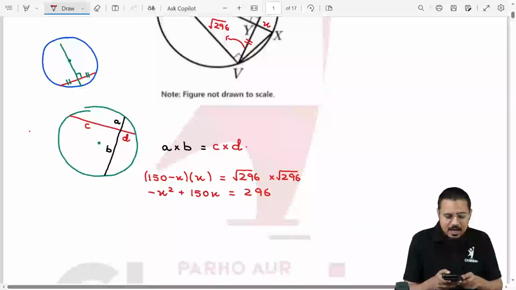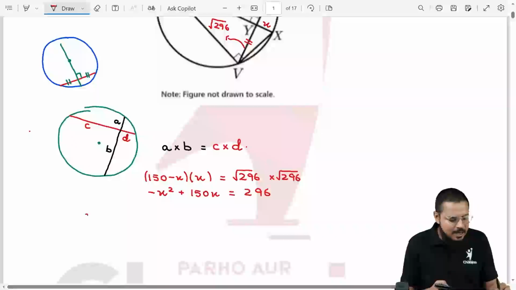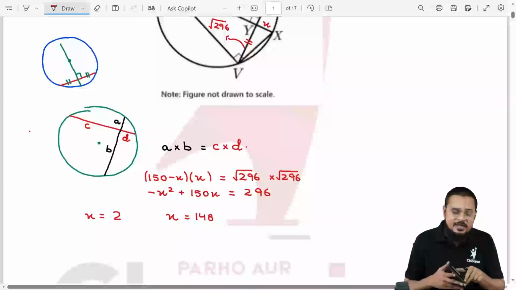So what I'm doing, I'm just typing this entire quadratic equation on my scientific calculator, starting with the coefficient of x squared, that's -1, and then I've got a positive 150, and then I've got 296, that would obviously be minus 296 once you subtract 296 on both sides. So I'm getting my value of x. I'm getting two values of x basically. One of them is coming out as 2, and the other one is coming out as 148. So these are the two values of x that I'm getting.